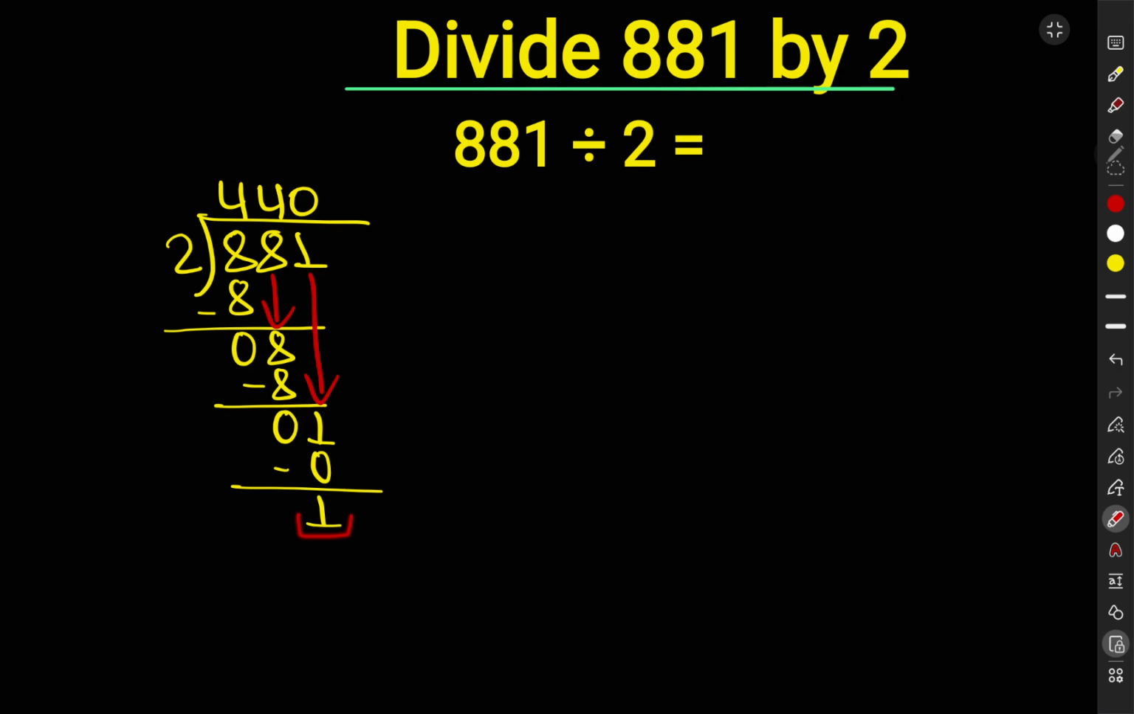So now this 1 is less than 2 and there is no other number to put it down. So we take here decimal so that we put 0. So now it is 10 and 2 times 5 is 10. On subtracting we get 0. So 881 divided by 2 is 440 decimal 5.